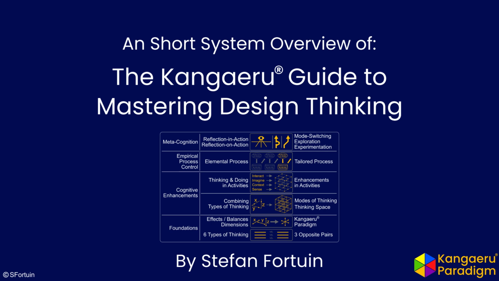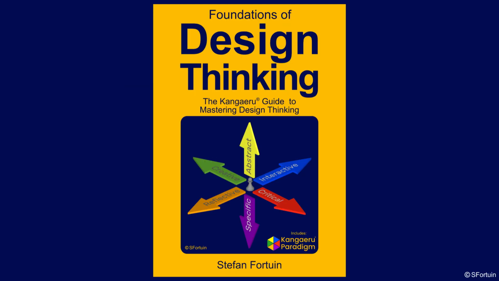This is a short overview of all the elements described in the Kangaeru Guide to Mastering Design Thinking, written by Stefan Fortuyn. The guide is a 24-page document which explains the thinking mechanisms that make design thinking so effective. It provides a foundation for learning, communicating, and advancing your design thinking abilities.